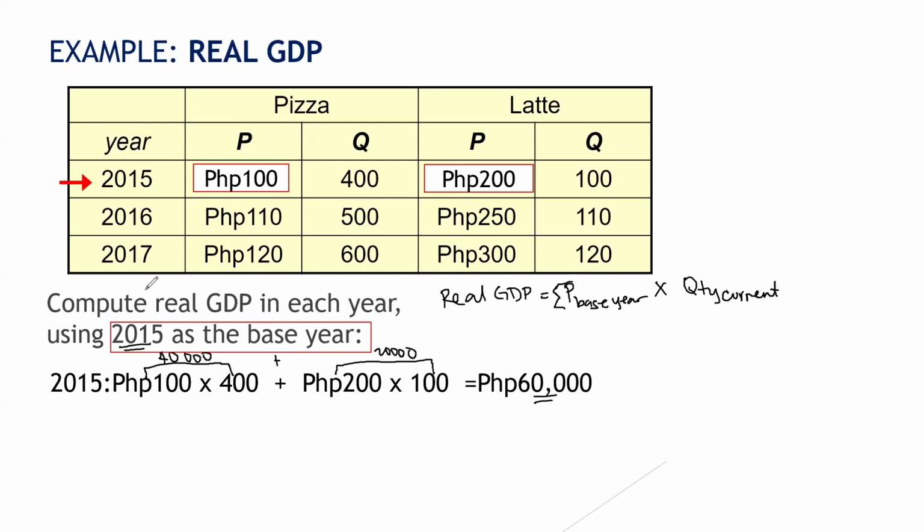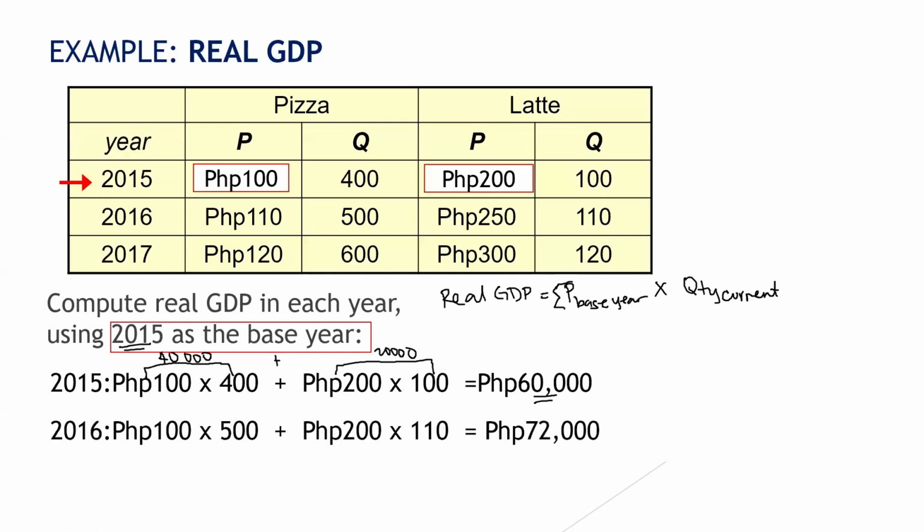On the other hand, when we compute the real GDP for 2016, notice that we use the price of 100, which is the price of the base year, instead of 110, which is the current price of pizza for that year. Same with latte, we use 200, which is the price of 2015, our base year, instead of using the current price in 2016.